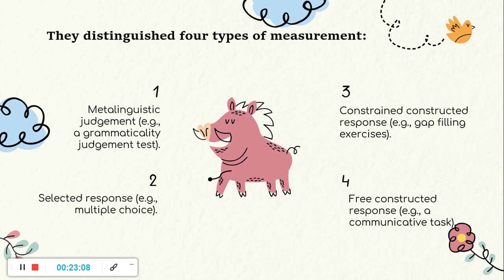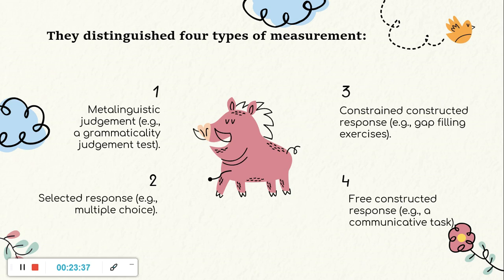1. Metalinguistic judgments, for example, a grammaticality judgment test. This test will measure the learner's grammar. 2. Selected response, for example, multiple choice. This test provides the learner with answers, and then they should choose the correct one of the answers.